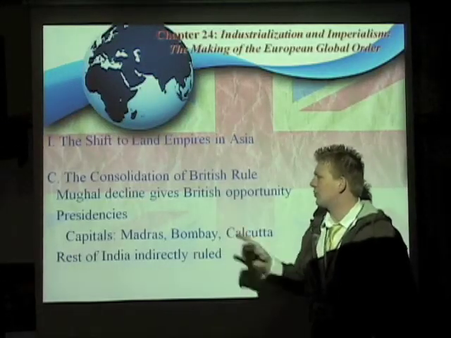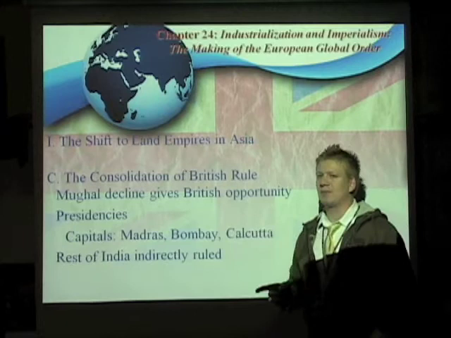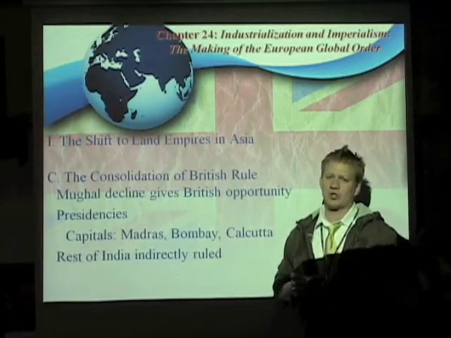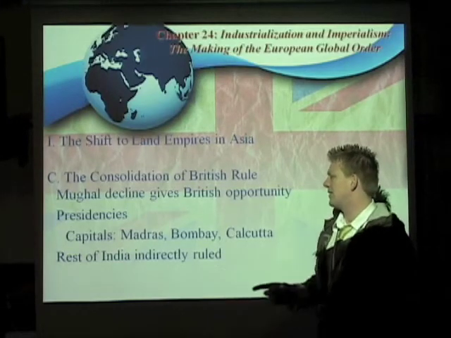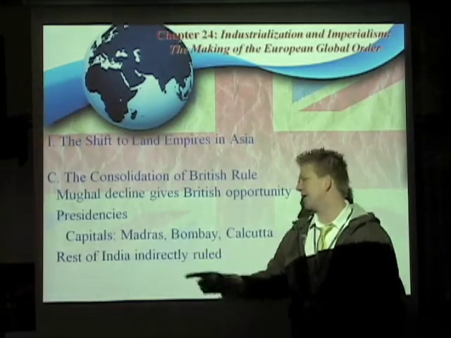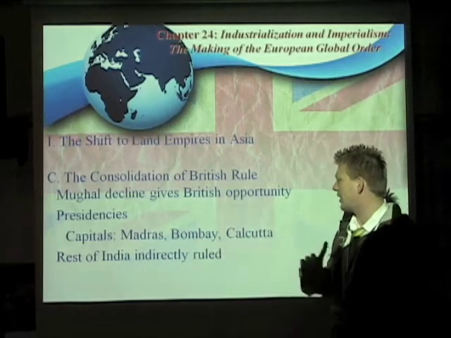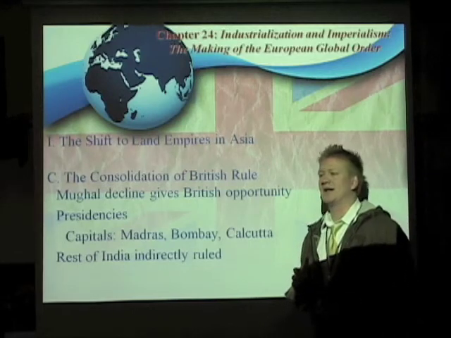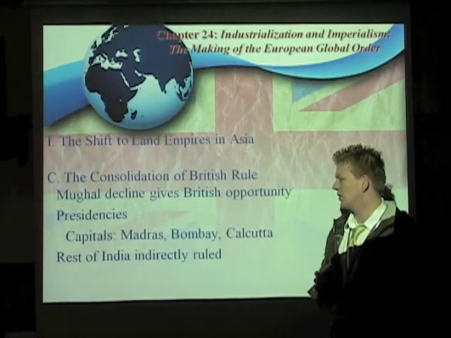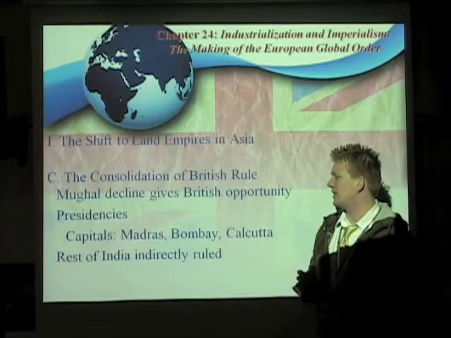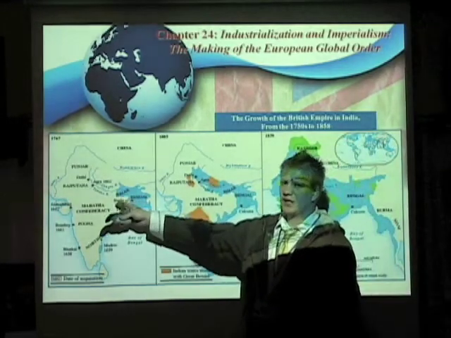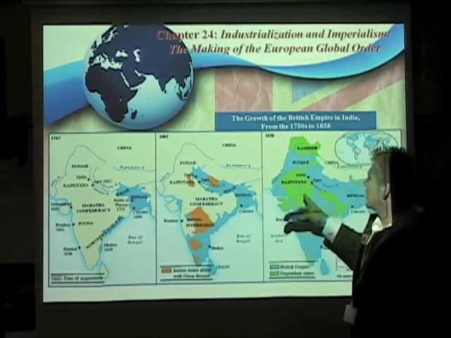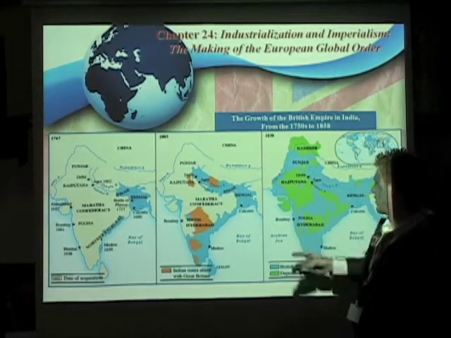The consolidation of the British rule, the Mughal decline, obviously gives them the opportunity. This is going to set the precedent where they will ask for land in return for aiding some of these princes. And this will start with some of their bigger areas in Madras, Bombay, and Calcutta, where they will start spreading, slowly gaining more land as they make these treaties with other princes. And the rest of India indirectly controlled. So make sure you understand the map, 1767 to 1805 to 1858, controlling most of the area.